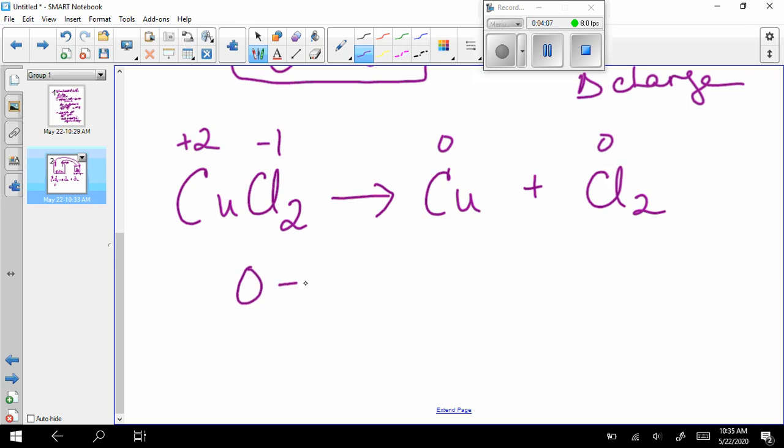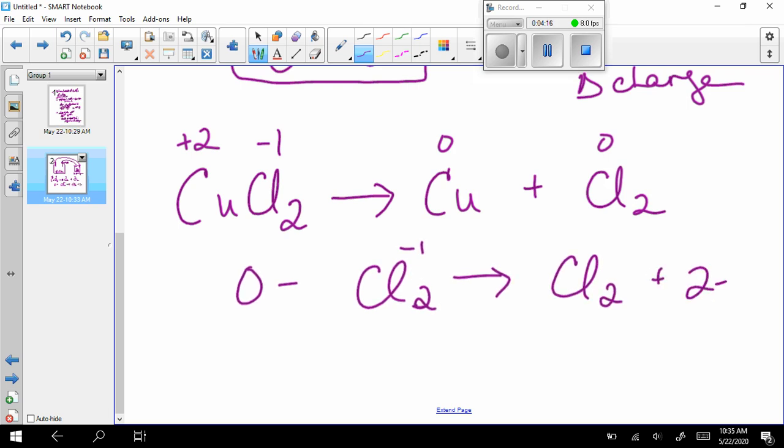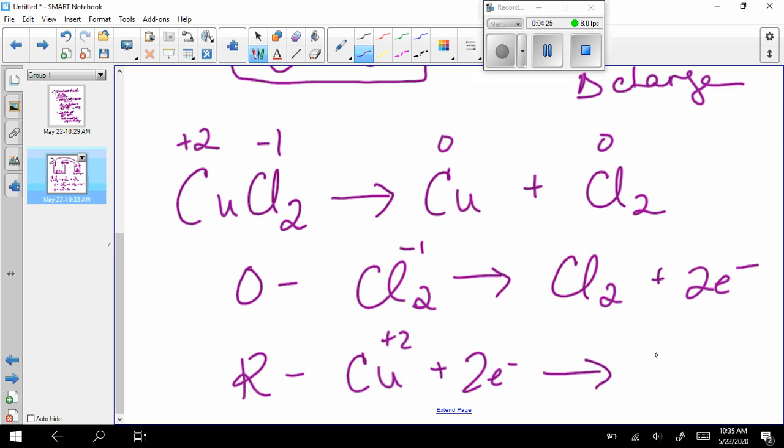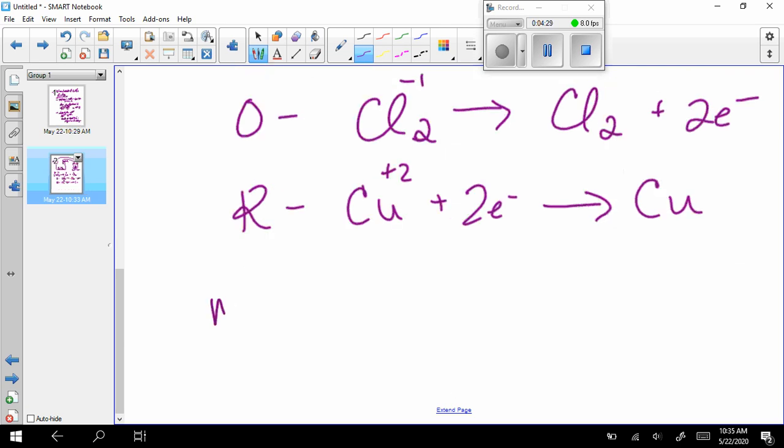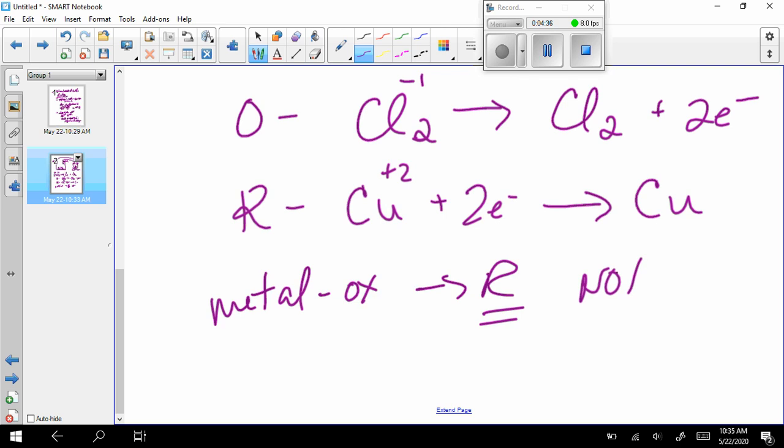So what is being oxidized? The Cl. Cl at -1 becomes Cl2 plus 2 electrons. And then what's being reduced is the copper. Cu2+ plus 2 electrons makes Cu. So that is weird because my metal would normally be oxidized, but this time it's being reduced. So that is definitely not spontaneous.